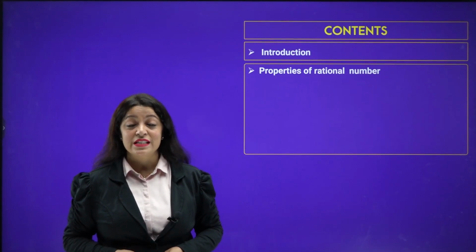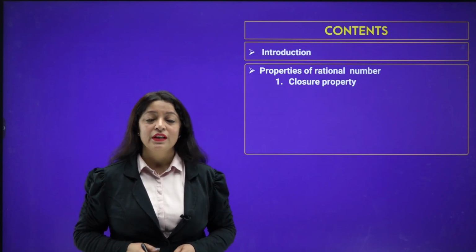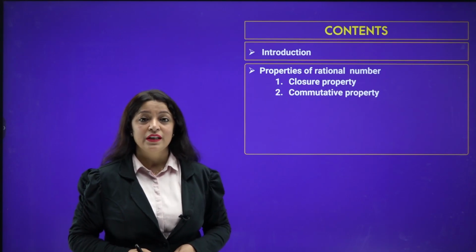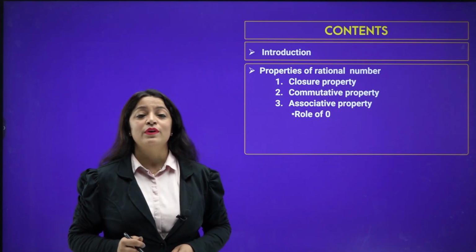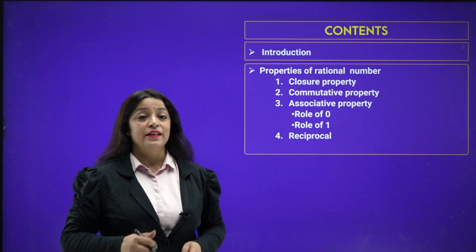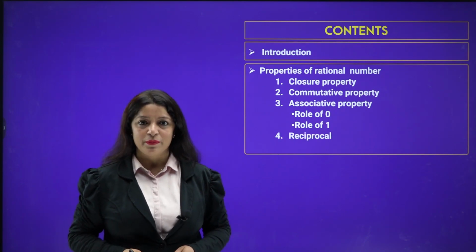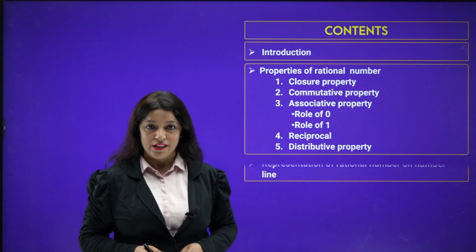Of course, we'll start with some properties of the rational number, which will include the closure property, then we have commutative property, then associative property, and then we'll deal with the role of 0, then the role of 1 in this, and then what you understand by the reciprocal of a number. Also we'll read about the distributive property in this case.